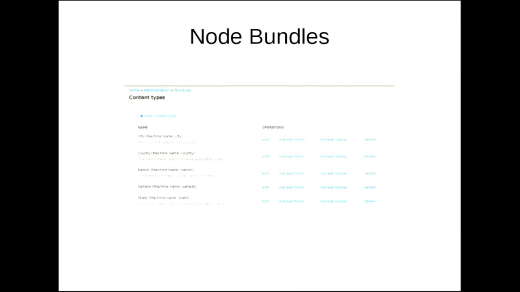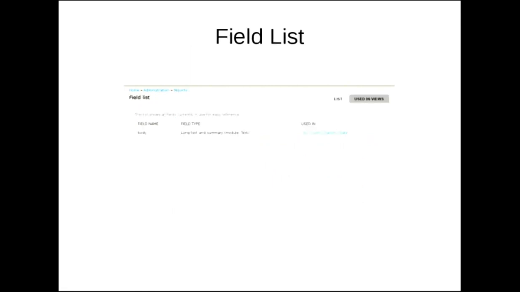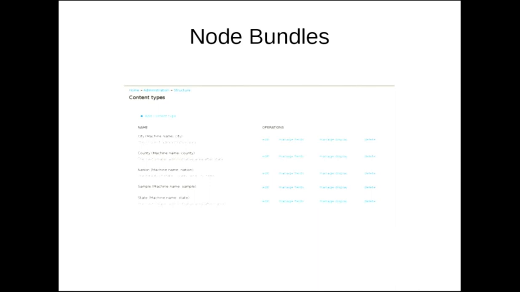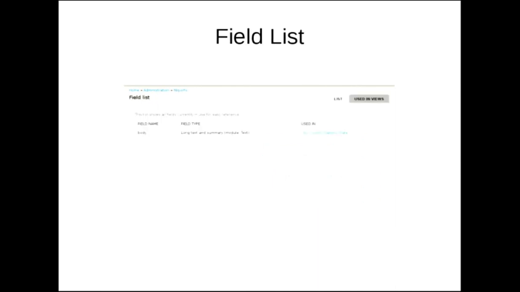And then there's one page that shows you a list of all your fields. Each of these being a node, we automatically get a body field, right? It has a field name, body. Its type is long text with summary, and it's used in those 4 different bundles. If we go back, we have a sample one here that doesn't have anything on it. I removed the body field from it, so it doesn't show up in that list on the right.